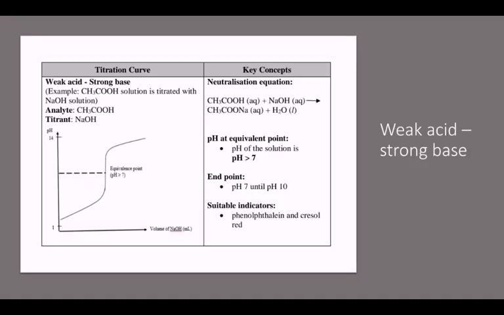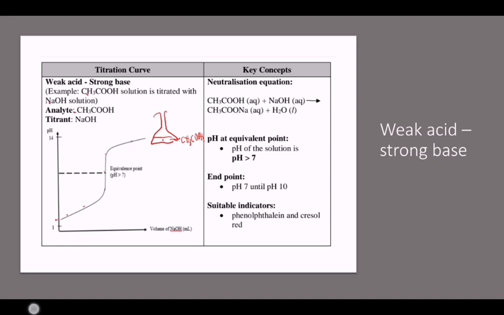Now let's go to the titration between weak acid and strong base. An example of this titration is ethanoic acid and sodium hydroxide solution. So in this titration, the analyte is CH3COOH, meaning that in the conical flask, we have CH3COOH. So the pH inside this solution is acidic, so that is why we start from the low pH. And as we add NaOH solution, the pH of the solution inside the conical flask will rise until it reaches the maximum point.